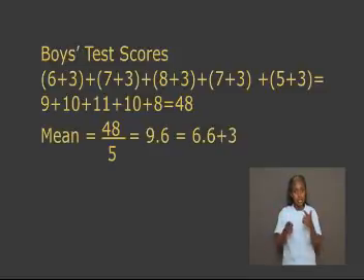The second property of the mean states that if a constant is added to or subtracted from each data value, then the new mean is the sum or the difference of the old mean and the constant. In other words, if we were to add the number 3 to each of the test scores from the activity, the new mean would be the old mean plus 3.